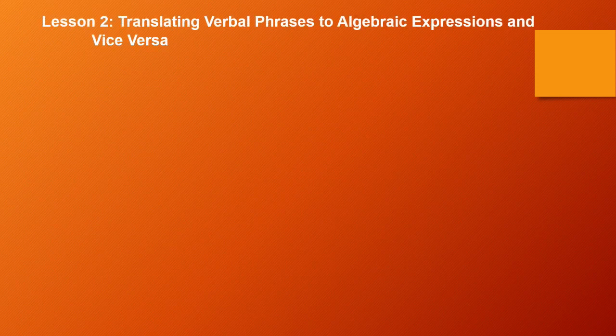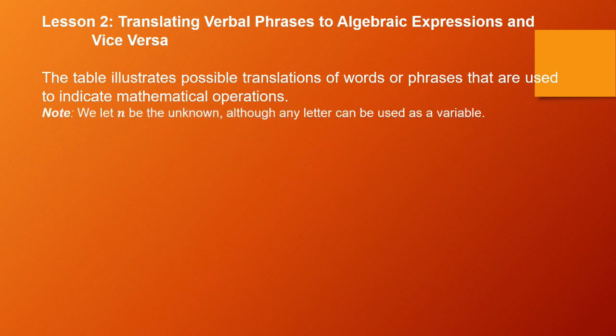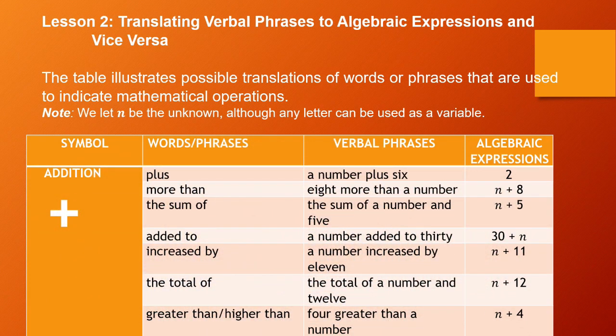In lesson 2, we will discuss translating verbal phrases to algebraic expressions and vice versa. The table illustrates possible translations of words or phrases that are used to indicate mathematical operations. So we let n be the unknown, although any letter can be used as a variable. I hope that you will read the following symbols and the word phrases, the meaning of the symbols, and then the verbal phrases, and then the algebraic expressions.